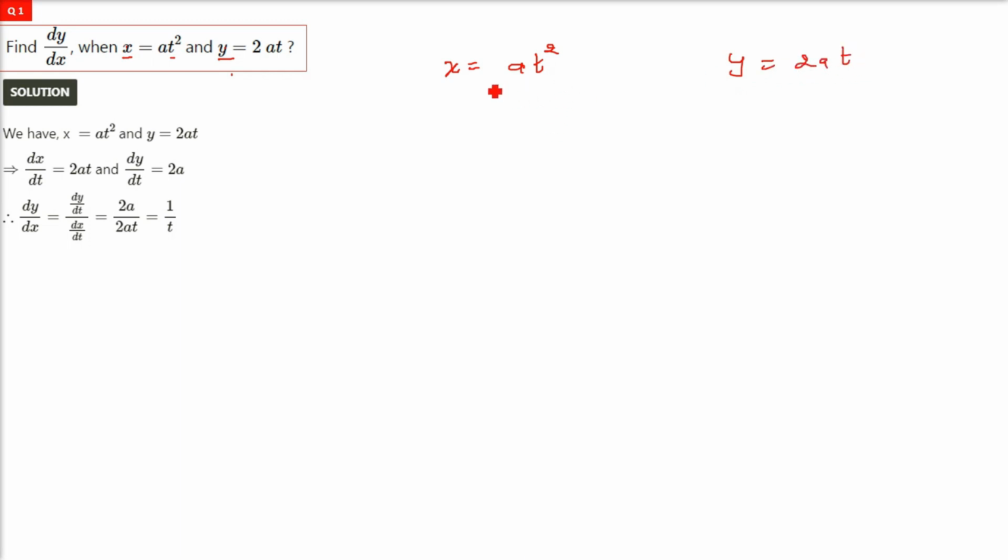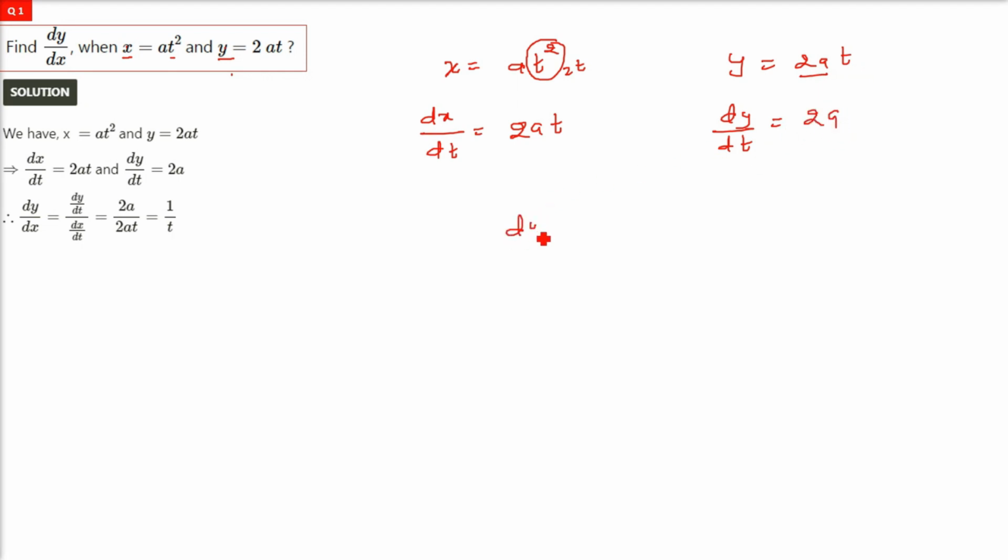So we will differentiate this x with respect to t. So dx by dt will be, since we are differentiating t square, it will be 2t, so it will be 2at. Now dy by dt is going to be 2a, since the differentiation of t is 1, so we get 2a.